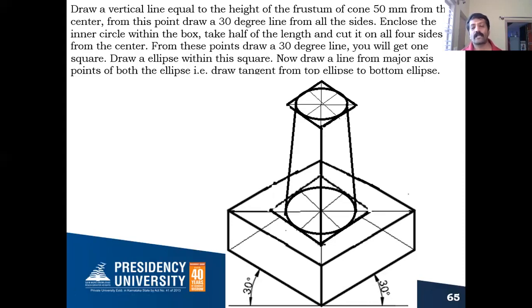So both the ellipses are ready, the base ellipse and the top face ellipse. Now we have to draw a tangent from this ellipse to this ellipse. That means draw a tangent from here to here and from here to here. That is, from the major diagonal point of the base ellipse to the top ellipse. If you complete this, your isometric projection of the combination of solids is ready. At the end, the only thing is to look into the visible edges and hidden edges.